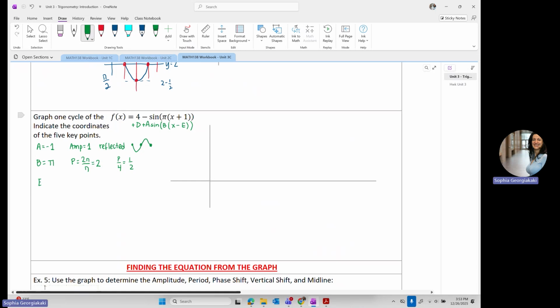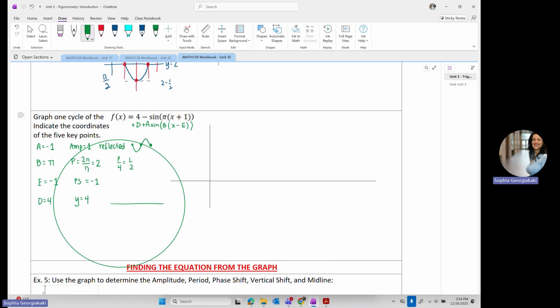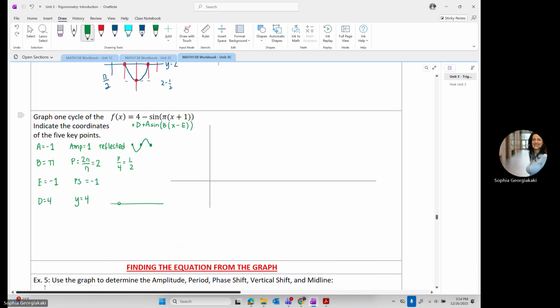I have an e equal to -1. That makes the phase shift equal to -1. And then I have a d equal to 4, which makes a midline equal to y equal to 4. So again, this is my midline. It is a sine graph that is reflected, so it's going to go like that. The midline is y equal to 4. The amplitude is 1, so this will be 4 plus 1. This will be 4 minus 1.